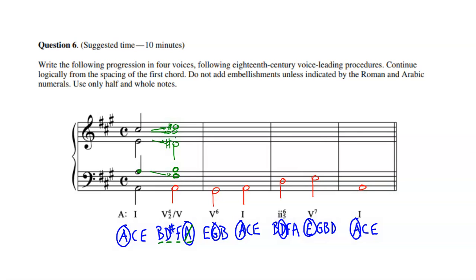Or we could do soprano D sharp, alto F, tenor B. That gets all of them also. So either way, you can choose that. It's up to you. As Bob Ross would say, you decide.